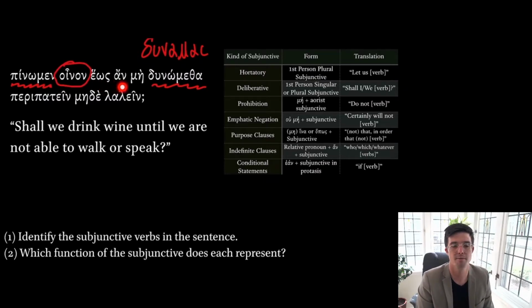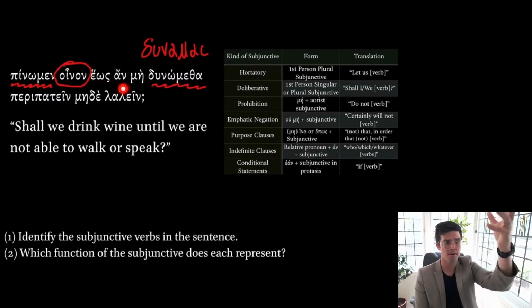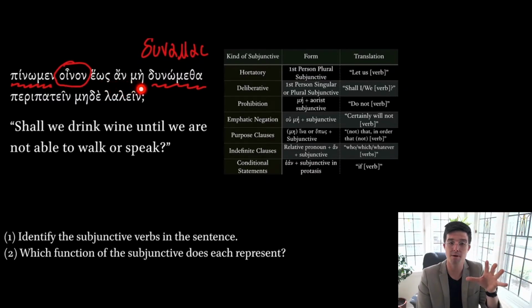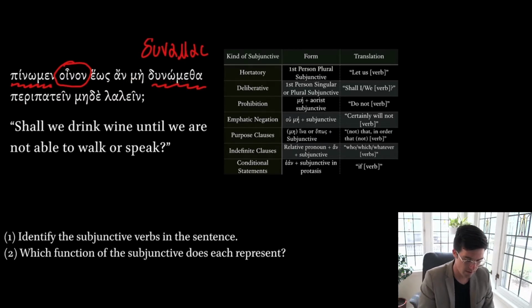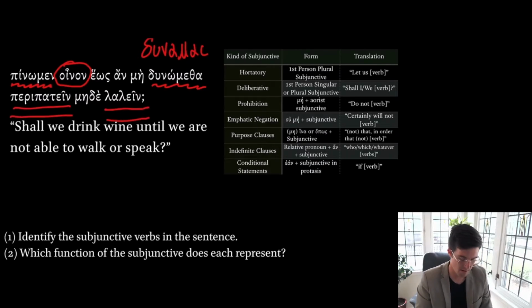Heos an, until ever. So remember, this gives contingency, or until the point to which. Remember, the non-indicative moods are going to be negated with me rather than ou. Until whenever we are not able. Until we are not able. And then our two infinitives are going to be peripatein and lalein, so that we are neither able to walk nor to speak.